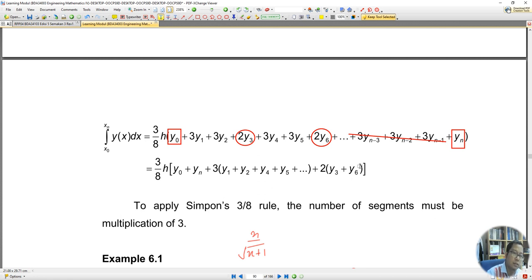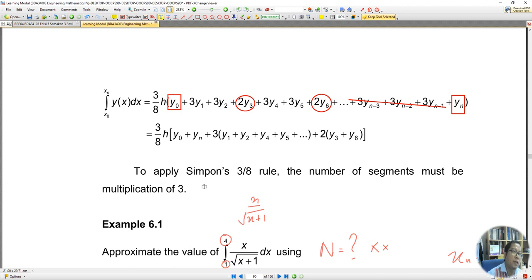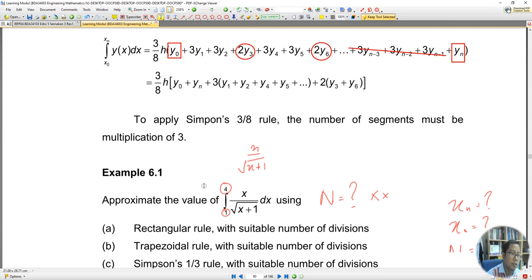We call it the gandaan: the 3 should be multiplied by 2, and the rest should be multiplied by 3. So the most important thing during this method is that we have to construct the table, otherwise you have a possibility to misinterpret or mislead the numbers.